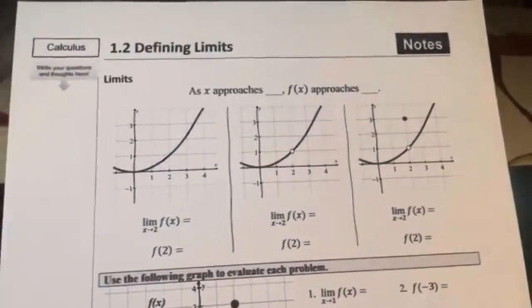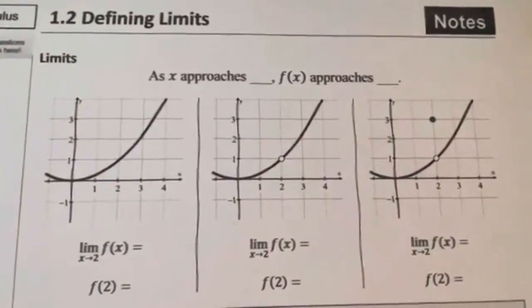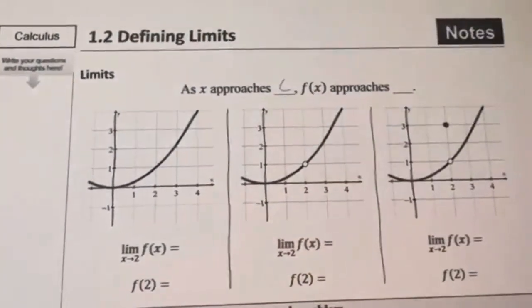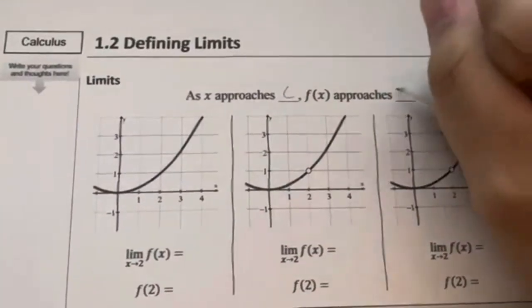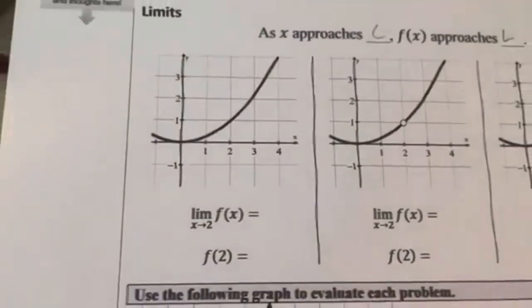Unit 1.2, defining limits. Limits can be defined as x approaches, let's call it C, f of x approaches the limit L. So let's start right here.